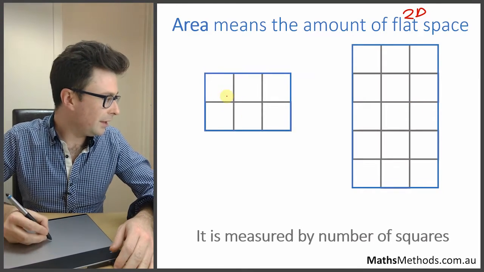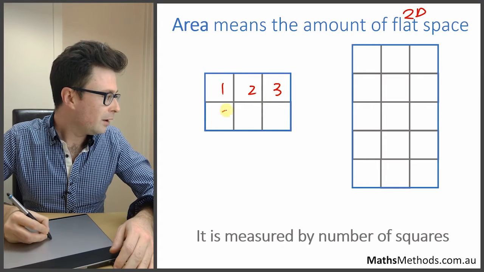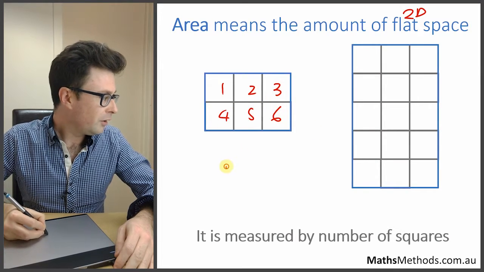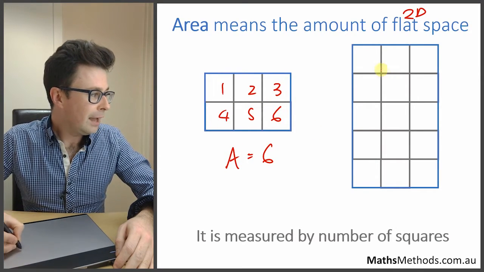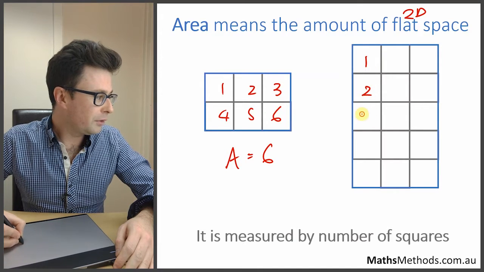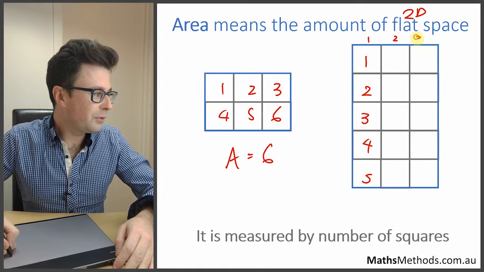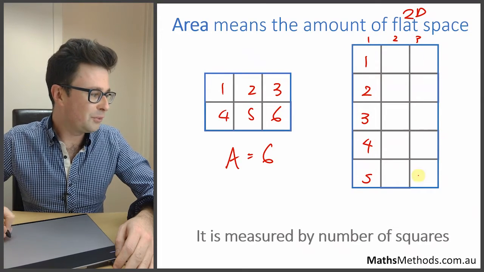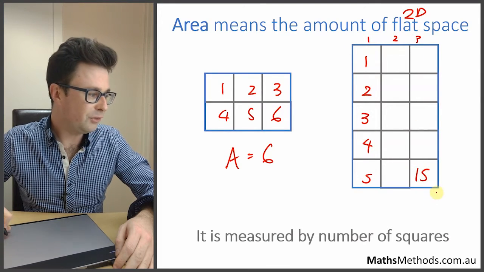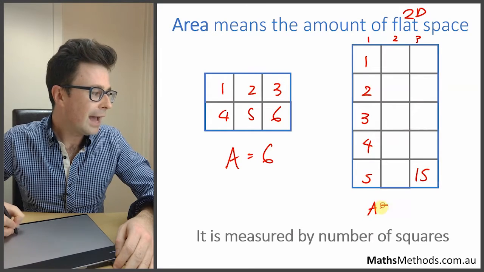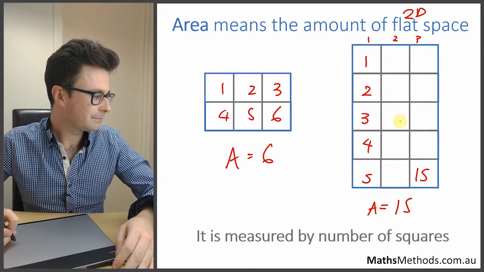So for example, with this, there'd be 1, 2, 3, 4, 5, 6 squares. So the area equals 6. And with this one, there's 1, 2, 3, 4, 5 squares. And there's 3 loads of 5 squares. So all up, we're talking 15 squares. So the area actually equals 15.